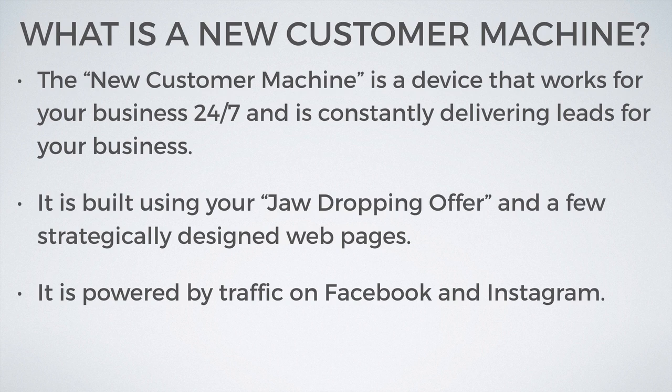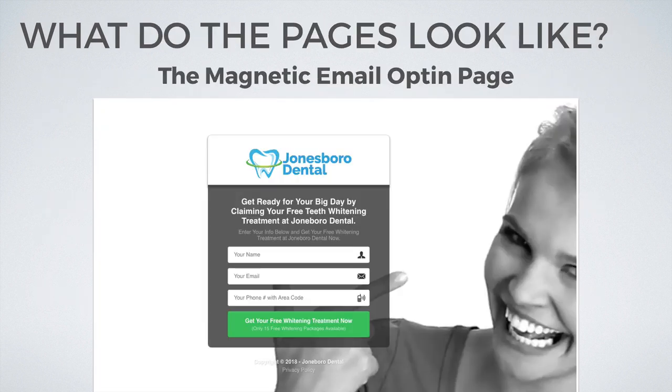So let's look at this. What do these pages look like? The first one is what we call the magnetic email opt-in page. Now, this is an example with a dentist office. We've got a picture of a girl with a nice smile on the back, and this is aimed at brides-to-be. So get ready for your big day by claiming your free teeth whitening treatment at the name of the office. And what they do is they put their name and their email and their phone number in there, and then they say, yes, I want it.